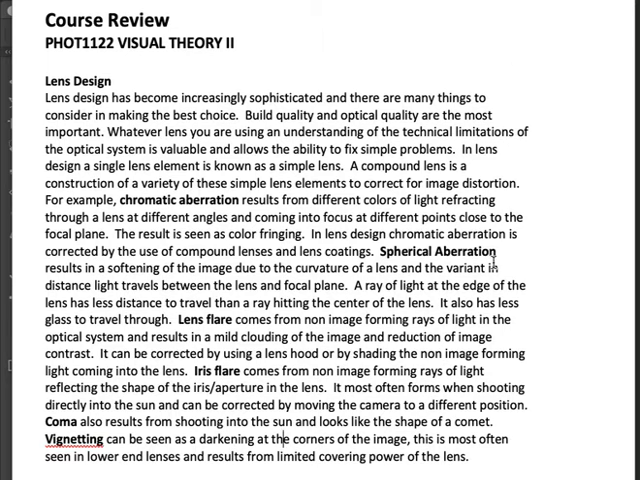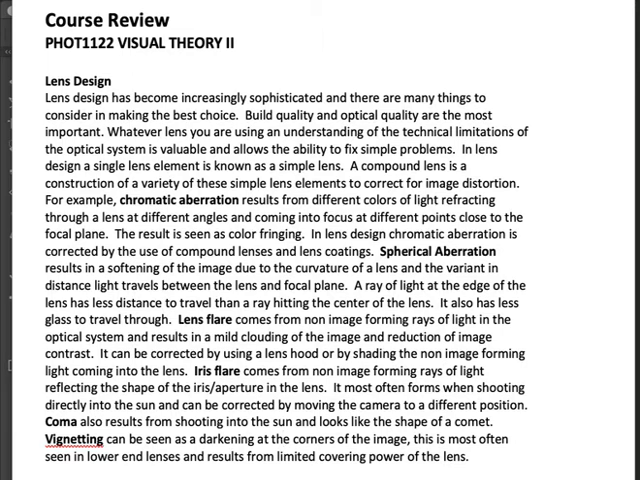Spherical aberration results in softening of the image due to the curvature of a lens and the variance in distance light travels between the lens and focal plane. A ray of light at the edge of the lens has less distance to travel than a ray hitting the center of a lens. It is also less glass to travel through. And of course, when light hits glass, it slows down. If there's less glass, it's going to slow down differently. Well, the result is a softening in the image.